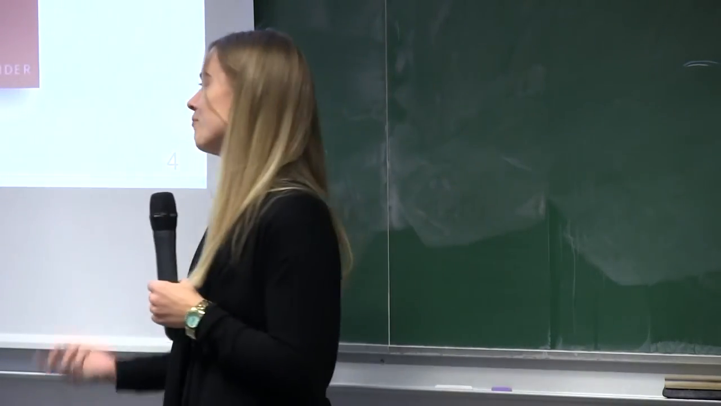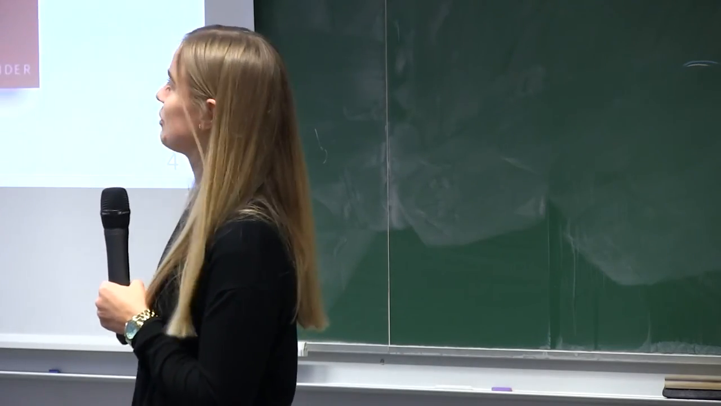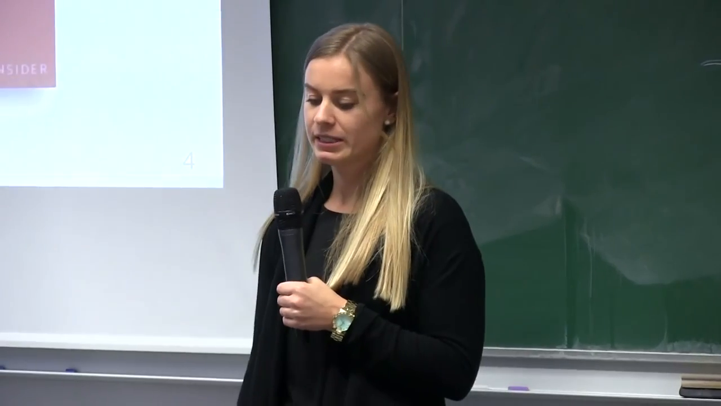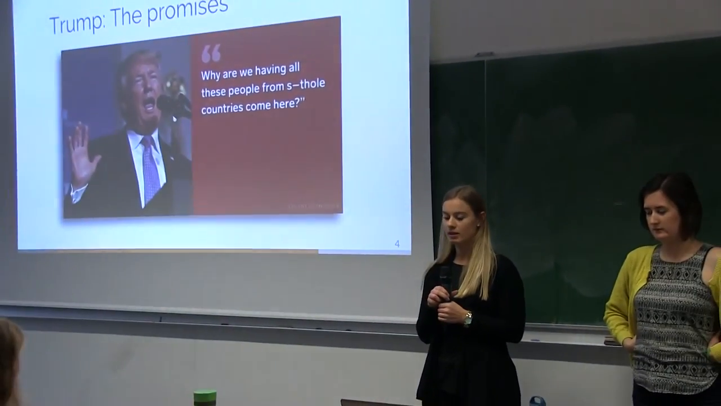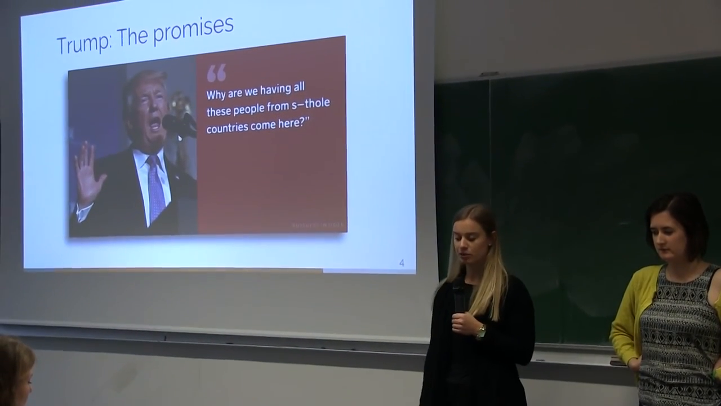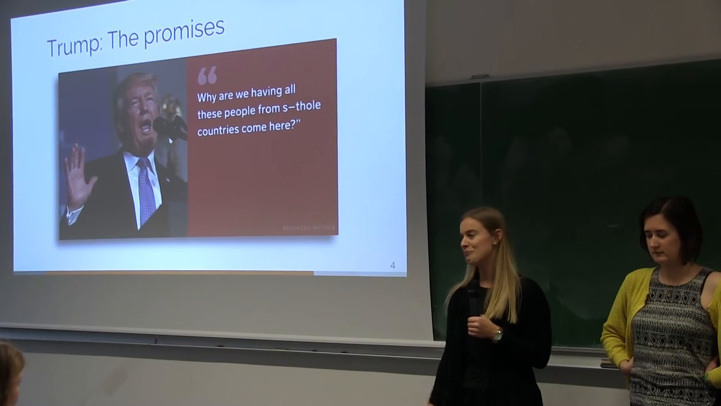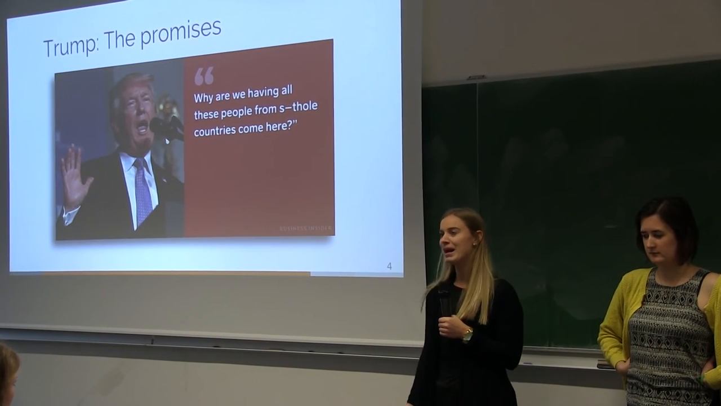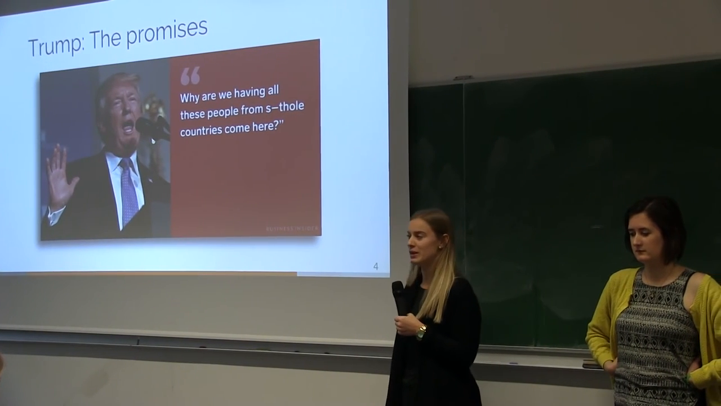So what are the actual promises that Trump made? Well, these are mostly related to immigration, trade, taxes and foreign policy. In terms of immigration, he wanted to fight terrorism and limit illegal immigration. For example, build a wall or ban certain people from entering the US.